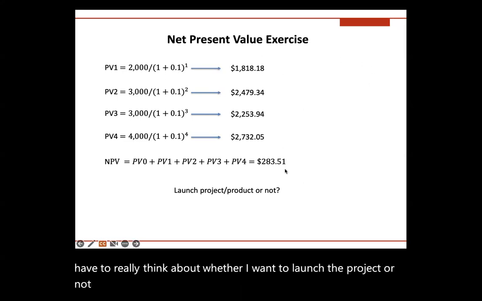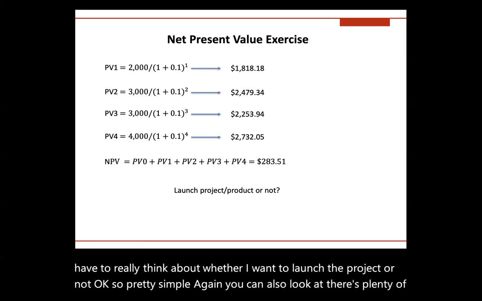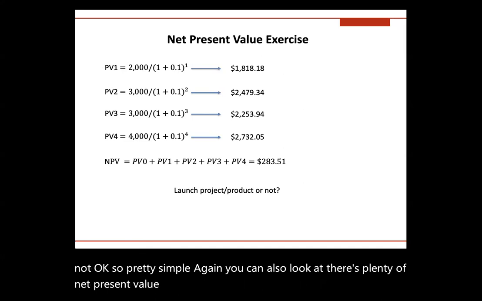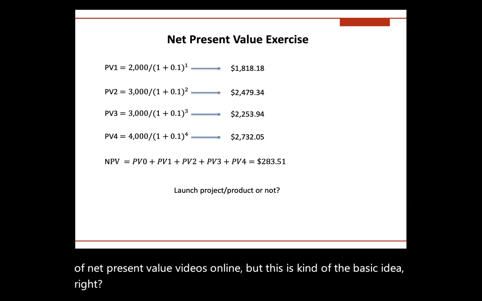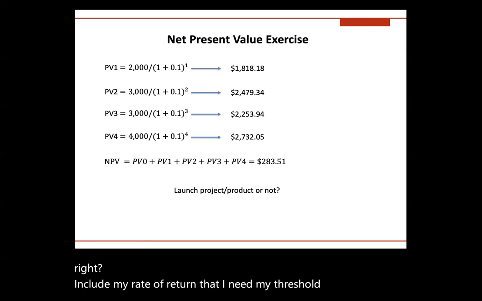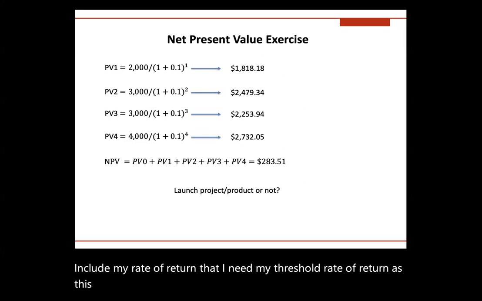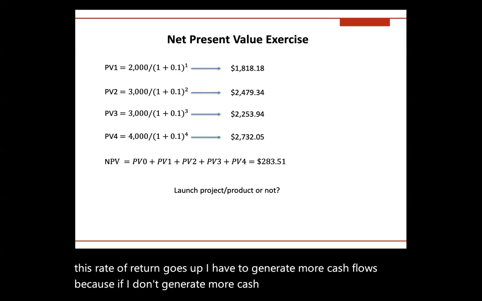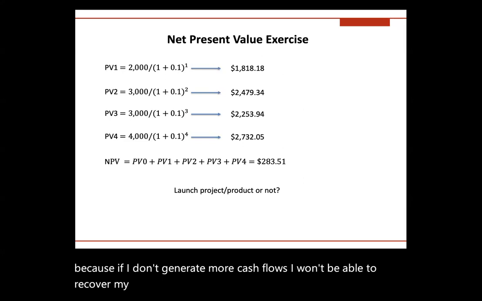So pretty simple. Again, there are plenty of net present value videos online, but this is the basic idea, right? I include my rate of return that I need, my threshold rate of return. As this rate of return goes up, I have to generate more cash flows, because if I don't generate more cash flows, I won't be able to recover my money, right? I'll generate negative interest.